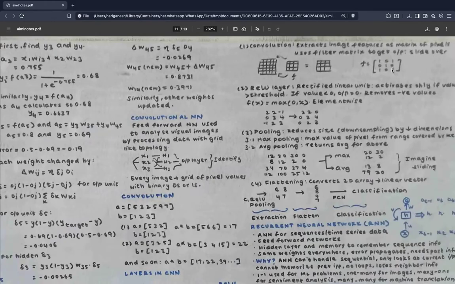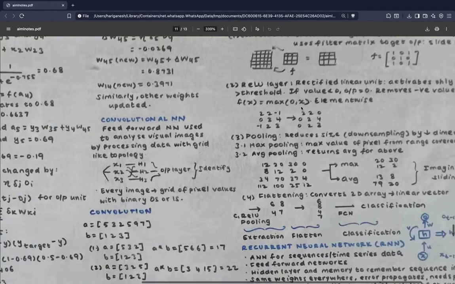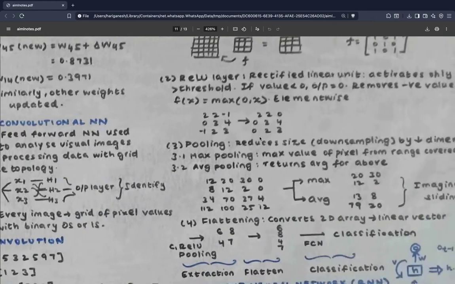The second is a ReLU, rectified linear unit. It activates only if your values are greater than a threshold. So this is in charge of eliminating negative values. If your matrix has any negative values, it uses this function, which is f of x is max of 0 comma x. If there's a number greater than 0, it'll ignore it. If there's a number less than 0, then it'll make it 0.